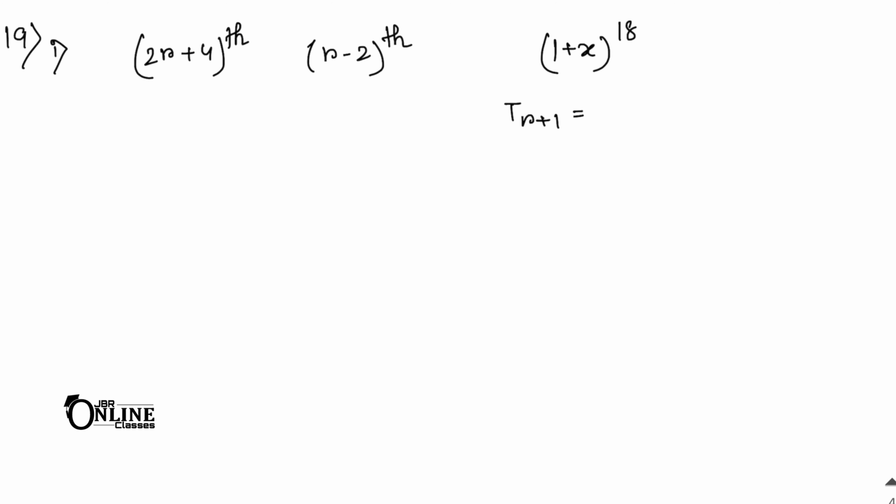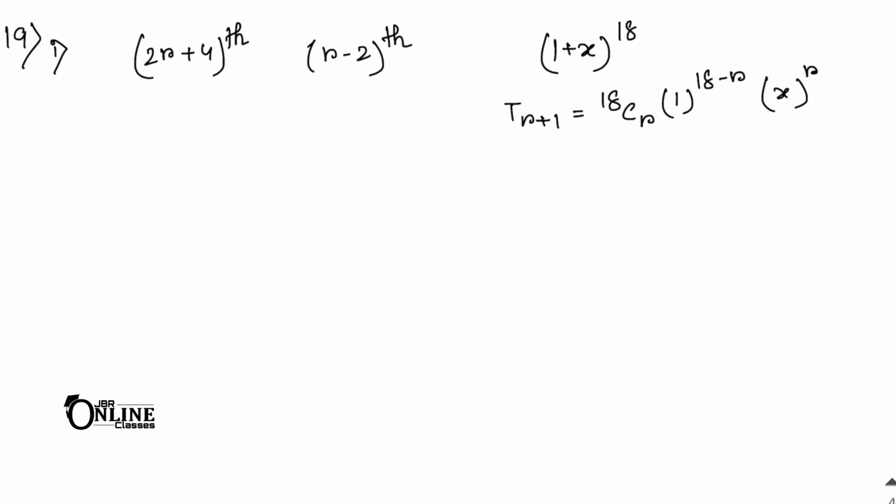Now next, sum number 19. Find the value of r if the coefficients of the (2r+4)th term and the (r-2)th term in the expansion of (1+x)^18 are equal. So first, T(r+1) will be 18Cr, then 1 to the power 18 minus r, and then x to the power r. That means 18Cr and x to the power r.